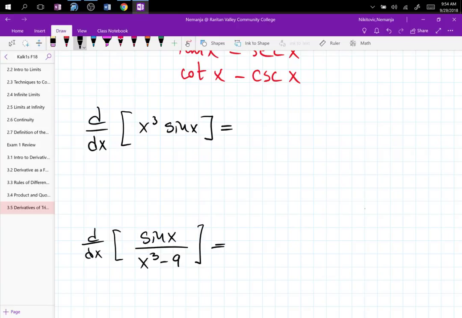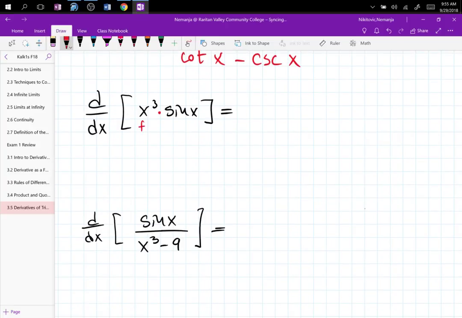So the first one is product rule, right? The way it works in my head is copy the first, which is x cubed. So product rule is the way to take the derivative when you have multiplication of two functions. So we have times in between x cubed and sine x. Therefore, the first function is f, the second function is g, and the formula is fg prime plus gf prime.